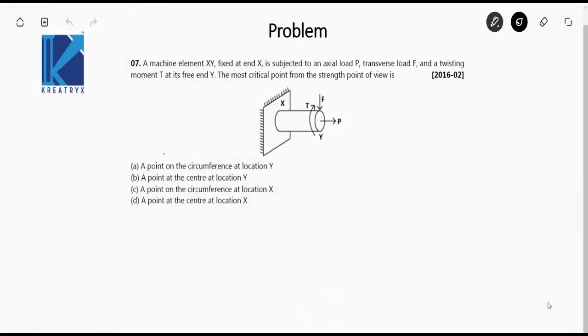Do try this question before seeing the solution. It's a good question. If you have tried the question, a machine element XY fixed at end X is subjected to an axial load P, transverse load F, and a twisting moment T at its free end Y. The most critical point from the strength point of view is, see the options: a point on the circumference at location Y, a point at the center at location Y, a point on the circumference at location X, and a point at the center at location X.